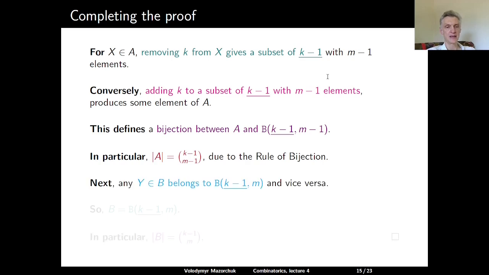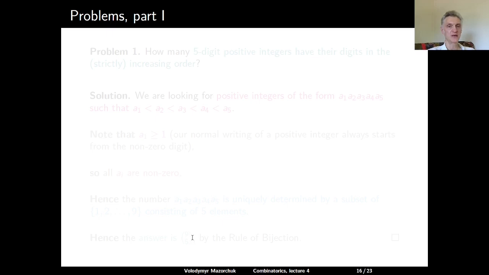Next, any element Y in B that's a subset of {1, 2, 3, and so on, k} which does not contain k, so in fact, it's a subset of {1, 2, 3, and so on, k minus 1} with m elements. So it belongs to B_{k-1}^m, and vice versa. So B actually is equal to B_{k-1}^m. So in particular, the cardinality of B is k minus 1 choose m. So we add the cardinality of A to the cardinality of B, and we exactly get the formula which we wanted to prove. Some examples illustrating how one can use binomial coefficients.